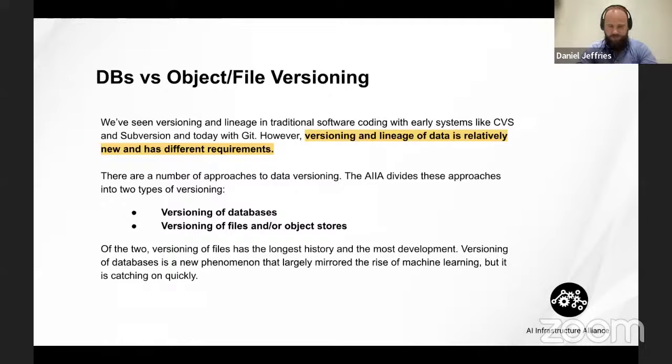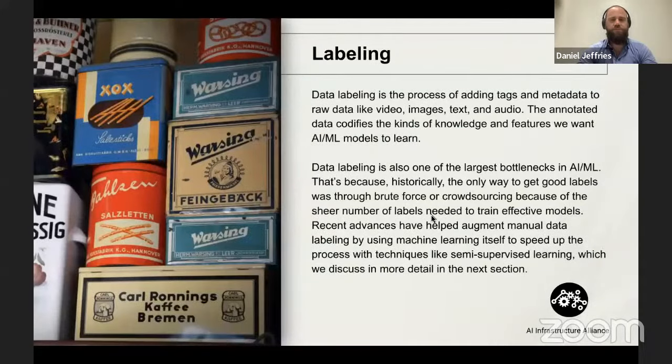And then there's the versioning of files and object stores. That's got a long history in computers, in IT, and it's something that machine learning is essentially just building on. So those are the two different things you'd be looking for in a platform. It's likely you'd have a division between databases and unstructured data, unless your unstructured data is very small. Shoving it into a database is a bit of a challenge, so you'll likely have a lot of these things sitting in object stores.